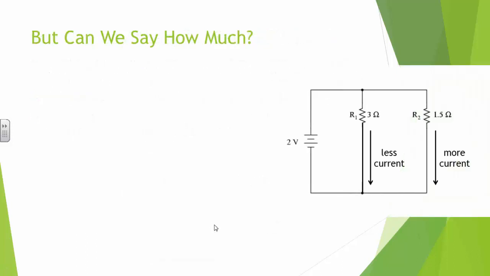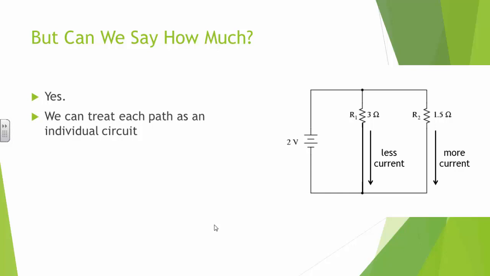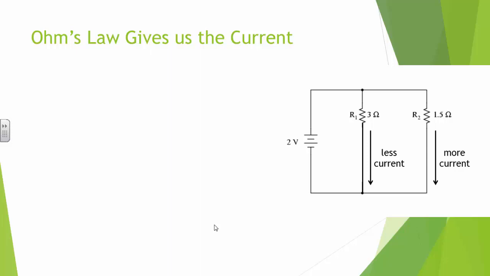Can we quantify this? Absolutely. And the answer comes with the fact that parallel circuits are independent circuits, individual circuits, even though they're connected to the same power supply. Ohm's law applies to both resistors. Just because we wired them up to each other doesn't mean Ohm's law doesn't apply. So, Ohm's law can give us then the current in this circuit.